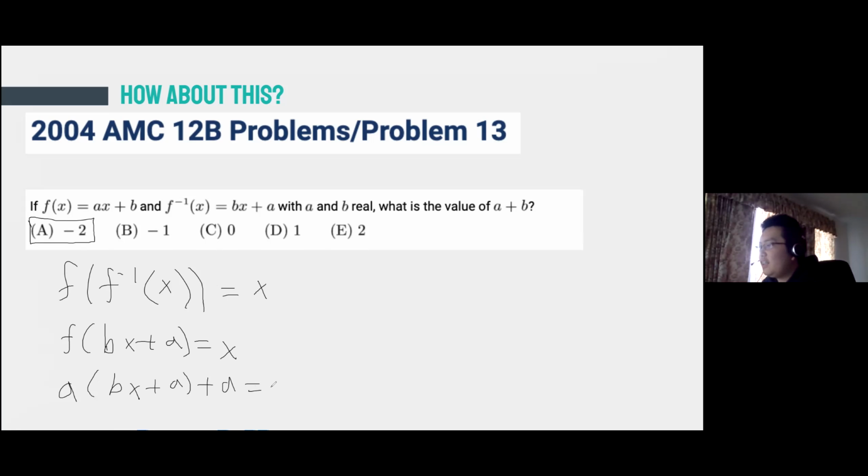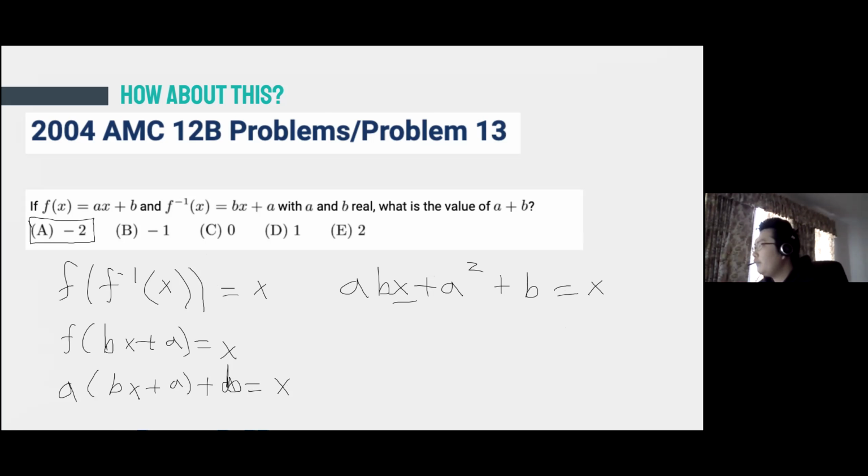All right, so that equals x. No, it's a x plus b. What am I doing? Ax plus b. All right. And then we have abx plus a squared plus b equals x.